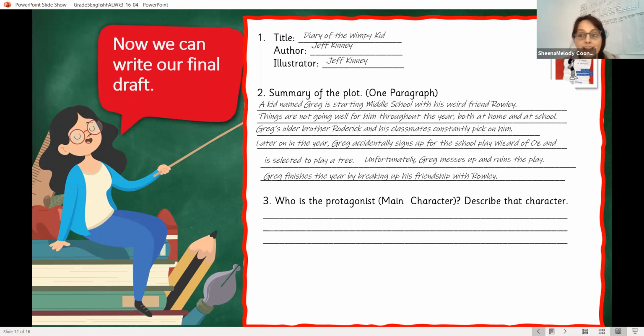Okay, so number 3 is easy, but you need to put it in a sentence. So I know the answer is easy, but how would we put it in a sentence? Who's the main character, and describe what he's like, or what the character's like. And actually the title kind of gives you a bit of a clue for what kind of person he is. So let's see some answers. Who's the main character and what is he like? So the main character is, yes, Greg Heffley. Awesome. And what's he like? What kind of person is he?